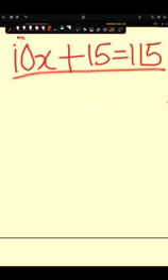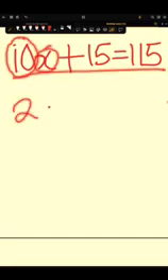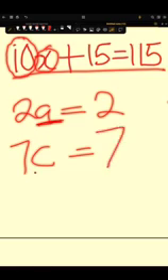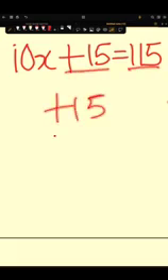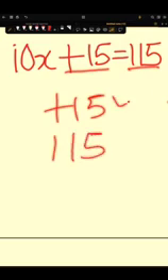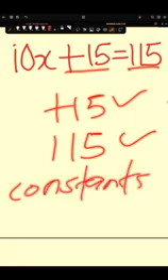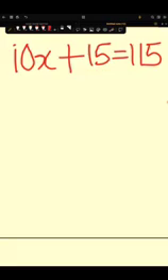In this question, the 10 here is the coefficient of this x. If I write 2a, the 2 is the coefficient for this variable a. If I write 7c, this 7 is the coefficient for this c. So this 10 is the coefficient for this x, while the plus 15 and this 115 are both constants. So let's now go ahead and collect like terms.